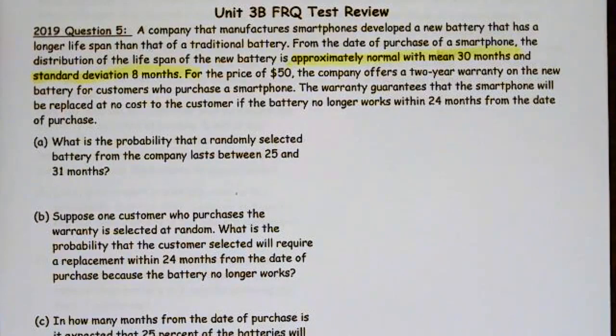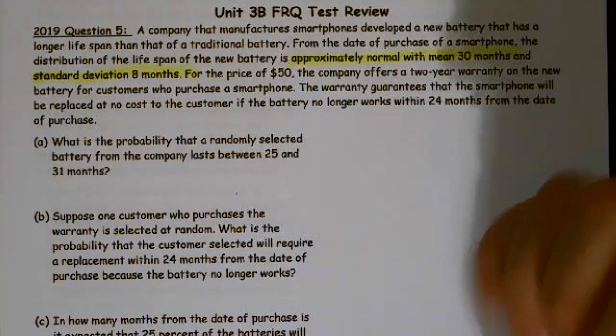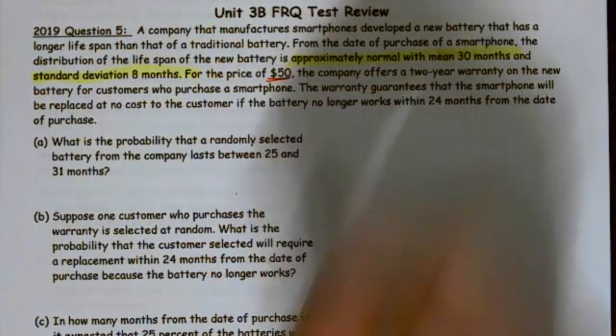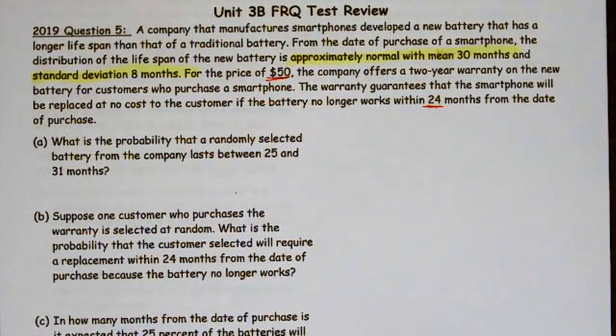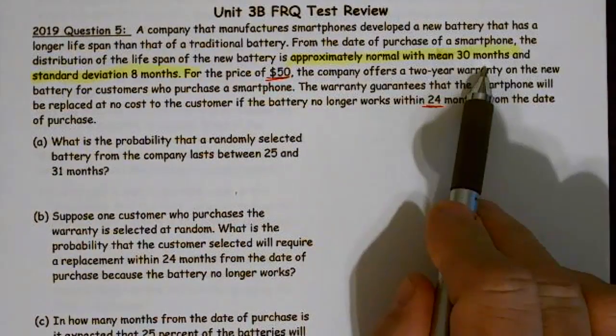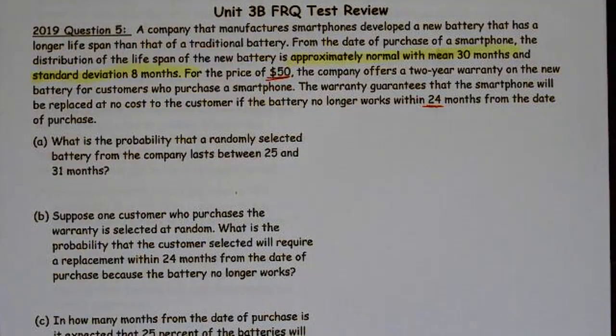Yay for normality. For the price of $50, the company offers a 2-year warranty on the new battery for customers who purchase a smartphone. The warranty guarantees that the smartphone will be replaced at no cost to the customer if the battery no longer works within 24 months. All right, so we have a warranty. The warranty costs $50, and they will replace the battery for free if it goes out within 24 months. They tell me the shape is normal with a mean of 30 and a standard deviation of 8 months. Great. So what is the probability that a randomly selected battery from the company lasts between 25 and 31 months?